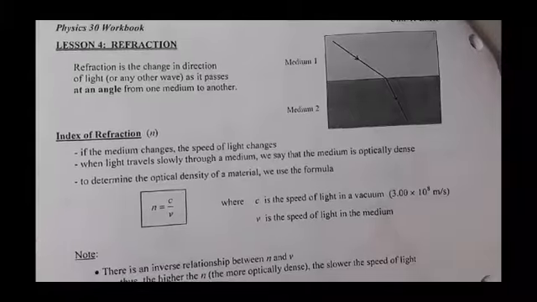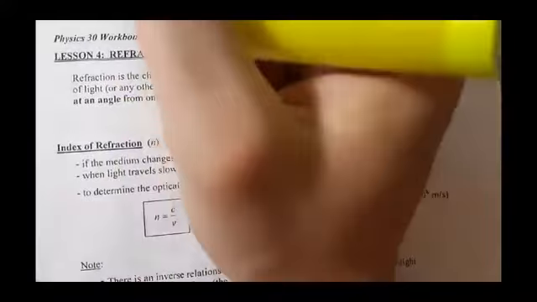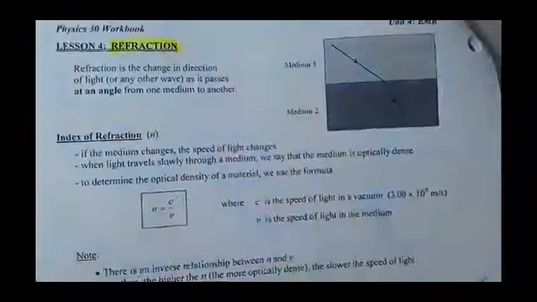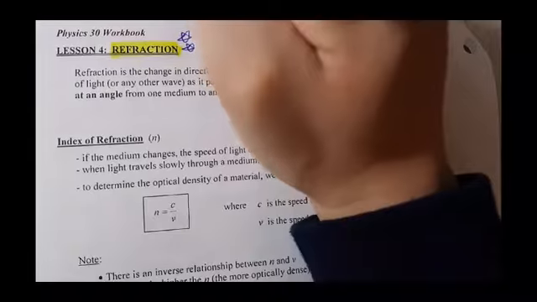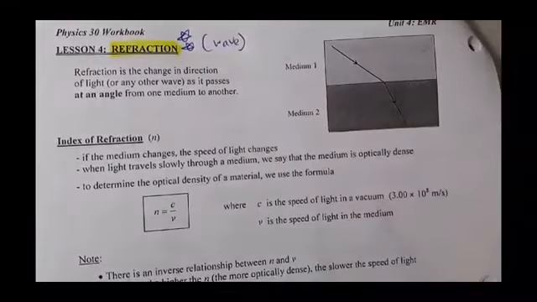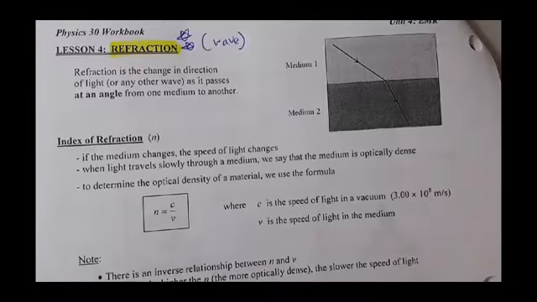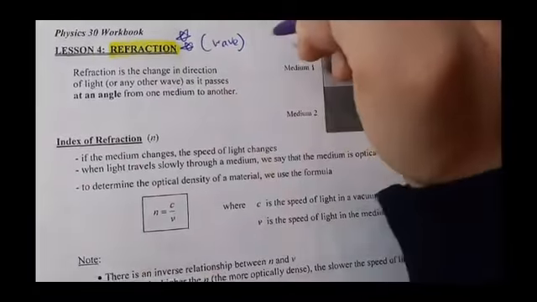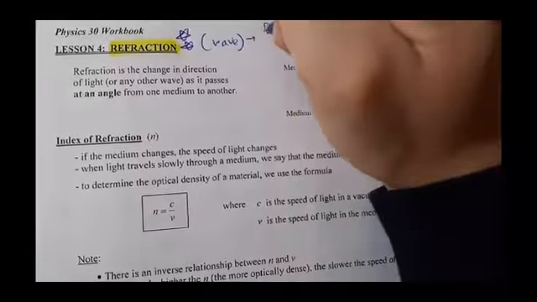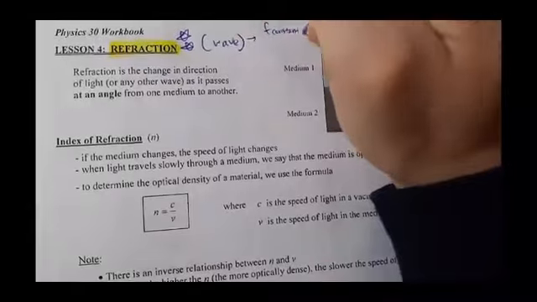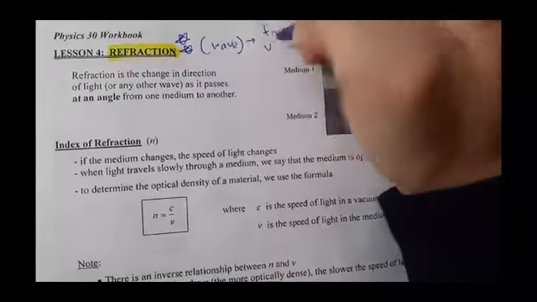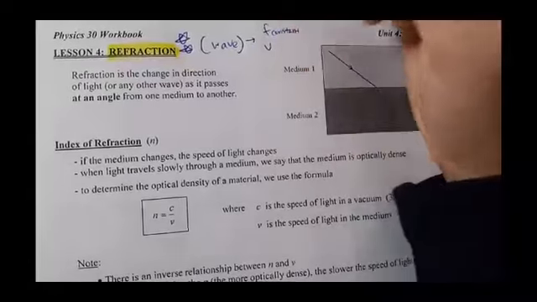Lesson number 4, refraction. Now, refraction, things are quite tough. This is a perfect trait for waves. Now, if you guys remember, waves have the same frequency, constant frequency. However, the speed of a certain wave can change.